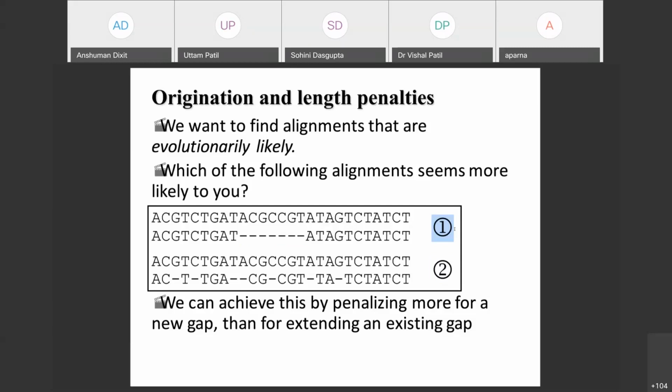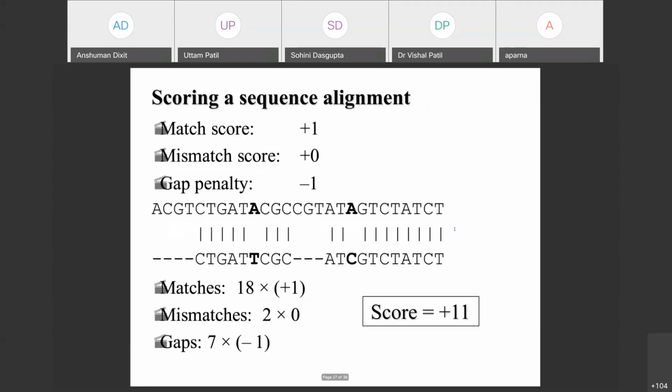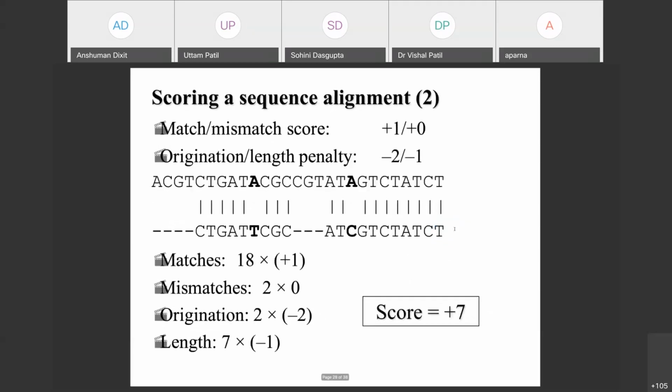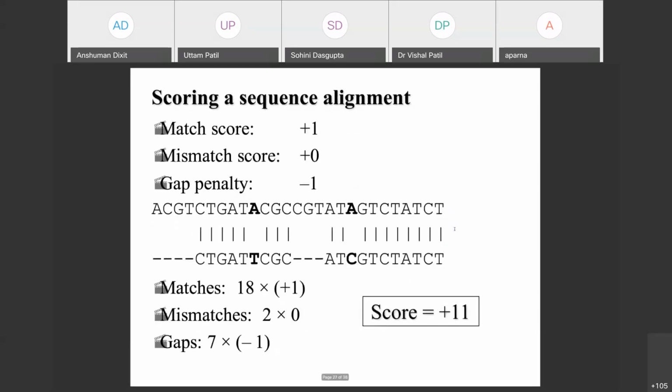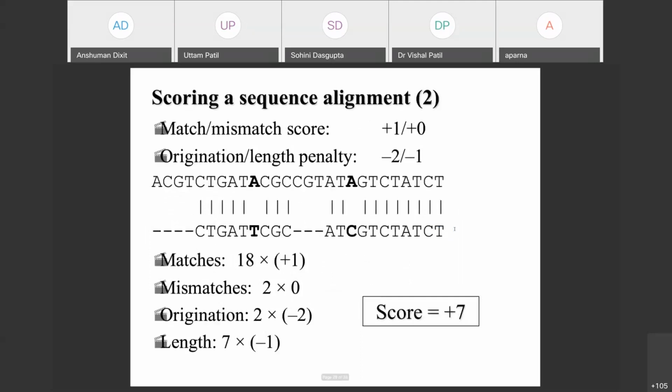So how do we do it in an algorithmic way? We have to devise some kind of scoring pattern, as I showed you earlier. Now you see here the scoring of the sequence alignment. We did a sequence alignment here, and we have a match and mismatch score, as we showed. Match score is +1, mismatch score is 0. And if you originate a gap, you have a penalty of -2, and if the length is increased, the length penalty is -1.